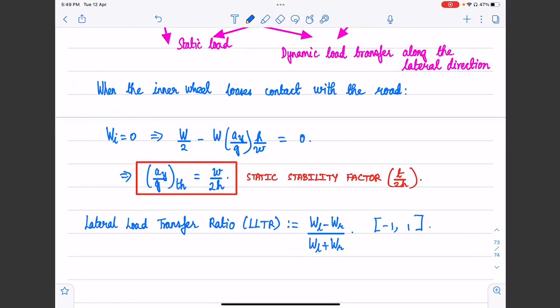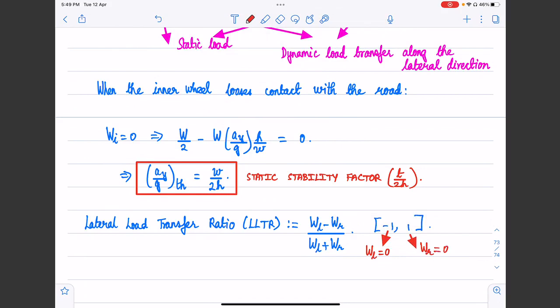And what does -1 indicate? -1 indicates that WL will be 0. This ratio will take the value of -1 when the left wheel lifts off, and it will take the value of +1 when the right wheel lifts off, when WR becomes 0. So we want to ensure that we never reach -1 or +1.